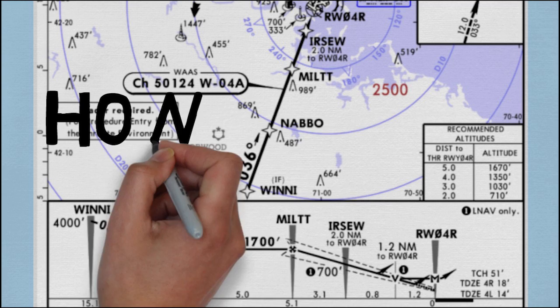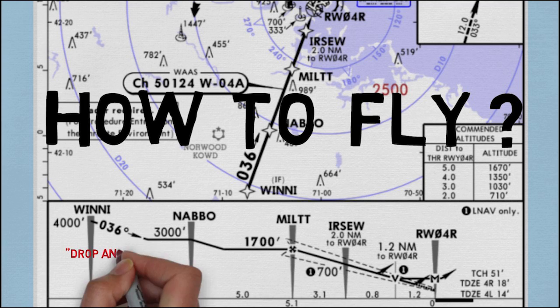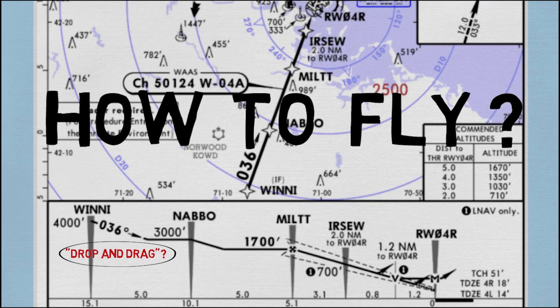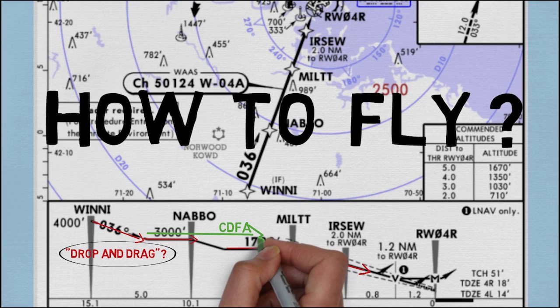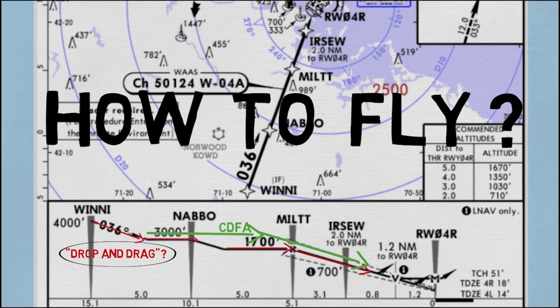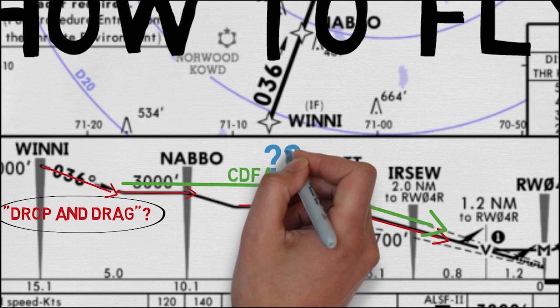So the question is, how do you want to fly an RNAV approach? Do you want to do it drop and drag style? Or do you want a continuous descent from a higher platform? And if so, where is this platform? You will see a lot of different.